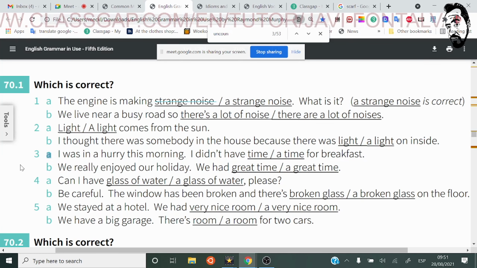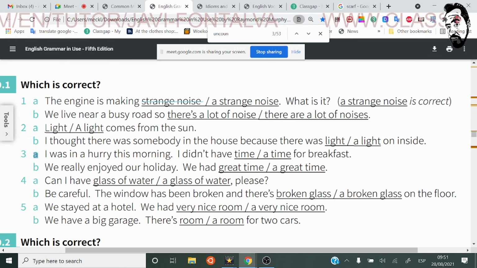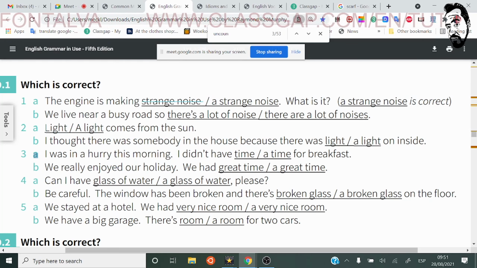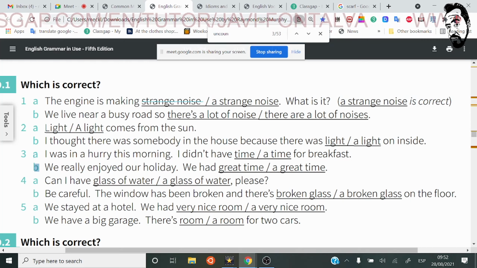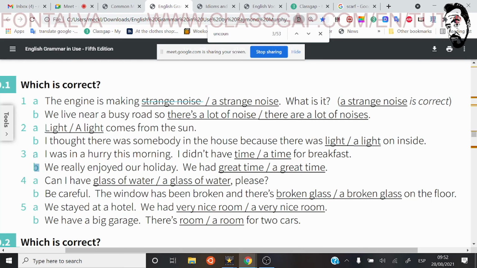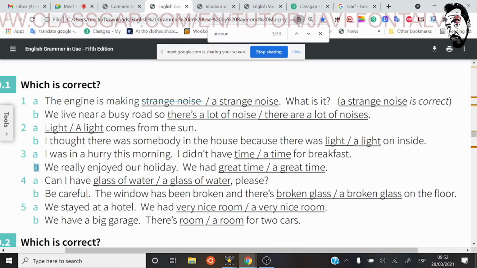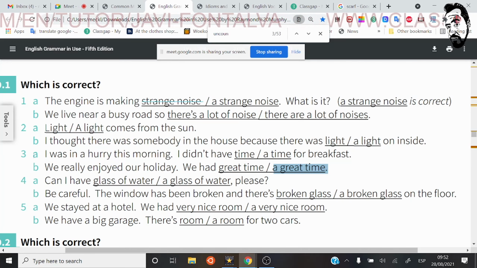3A. I was in a hurry this morning. I didn't have time for breakfast. So I didn't have time. We talk about second, minute, in general. And 3B? We really enjoyed our holiday. We had a great time. Exactly. We had a great time. So here we talk about a specific time. So we had a great time.